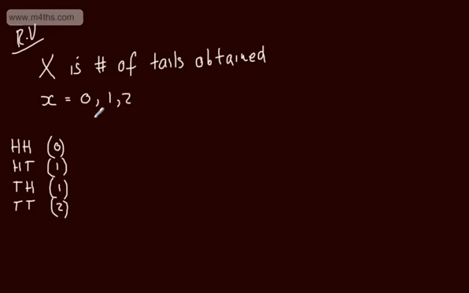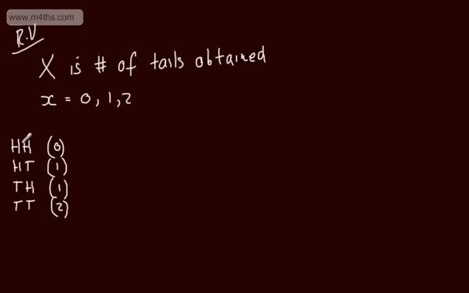This is a discrete random variable. It can only take values on the discrete scale. So for example, we can't have 1.5 tails. It's either no tails, 1 tail, or 2 tails. So this is a discrete random variable where x is the number of tails obtained when flipping 2 fair coins, and these are the particular values the random variable can take.